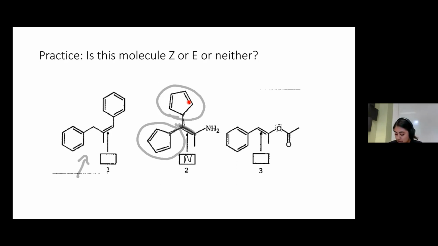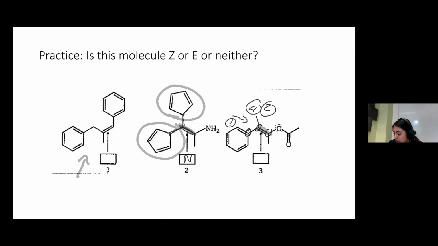Let's go to this one, number 3. Again, I'm going to highlight the bond we're looking at. This is a double bond we're looking at. Yeah, this one's E, so let's go over it together. We're looking at these carbons. Let's look at this side first, this carbon first. We're looking at what's attached to that carbon in the double bond. So we're looking at this one and the hydrogen. This is a number 1, this is a number 2.